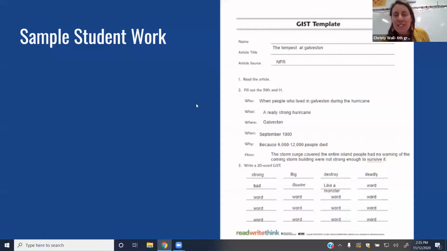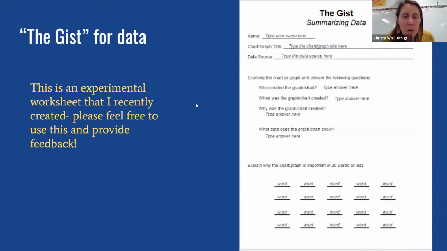So I was using this gist for these different readings, and I actually got to talking with Tracy, and I said, wouldn't it be cool if we had something like this for data, for graphs, for visualizations, right? So here's what I've been working on: the gist for data. I've changed it a little bit, but basically it gets students thinking about questions when they look at any kind of a chart or a graph.